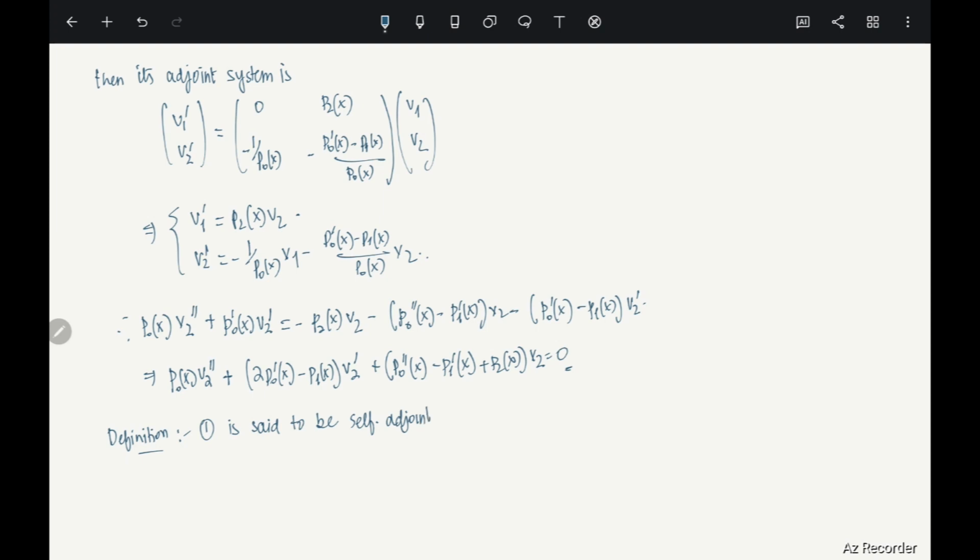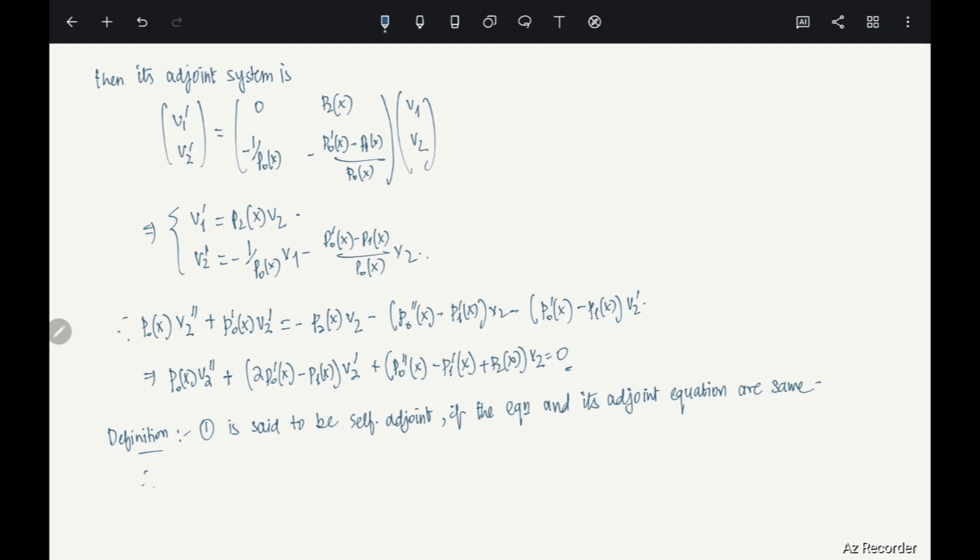So basically, when the equation is the same as its adjoint equation, I hope this is clear. It may happen that the equation and its adjoint are basically the same, right? In that case, we call it a self-adjoint equation.